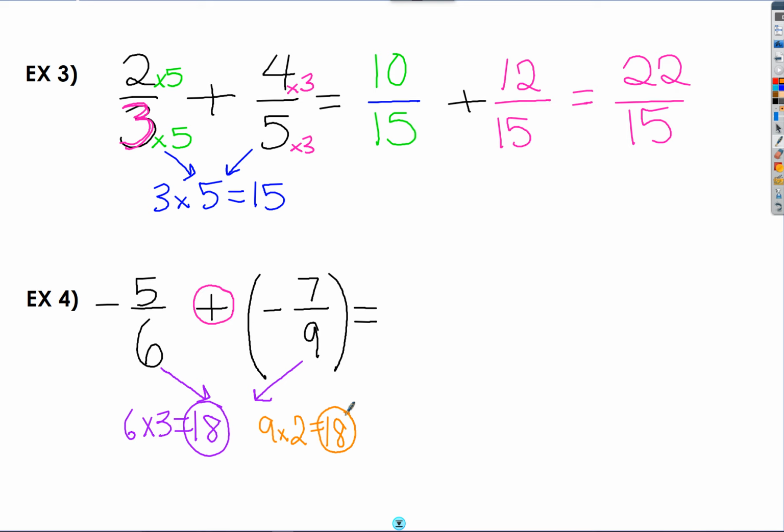If you didn't know that right away, you can use the same method that we had up top of just multiplying by the other denominator. I'm going to use this math fact to help me change my values. So in purple, I'm going to do -5/6. I'm going to multiply my numerator by 3, and I get negative 15 over 18.